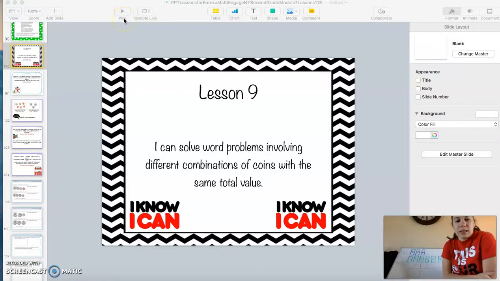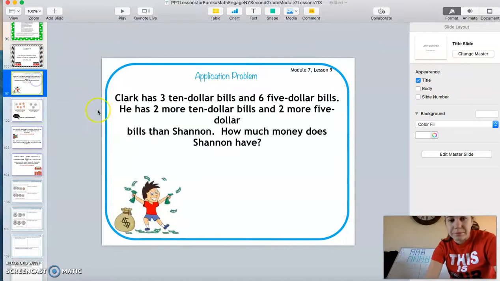We are on lesson 9, and our I can statement for today is I can solve word problems involving different combinations of coins with the same total value. So what we're going to be working on is trying to get to the same number or same value by using different types of coins. So we might solve it one way and then try and solve it another way. If you have coins today, that would be great. If not, no worries. So we get started right with our application problem.